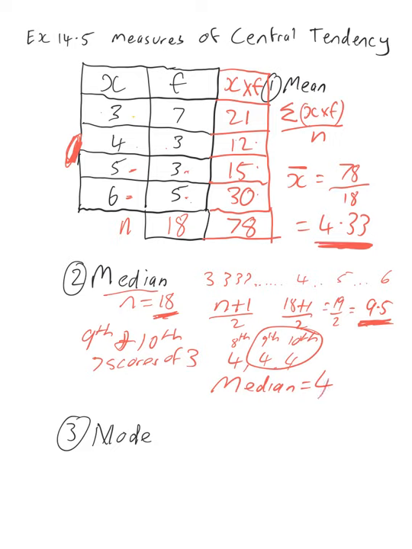Okay, now the mode is just the most frequent score. No working out to do, just look at your table and what you can see is okay. The score with the highest frequency is 3 with a frequency of 7.